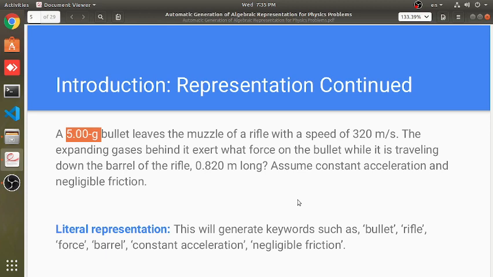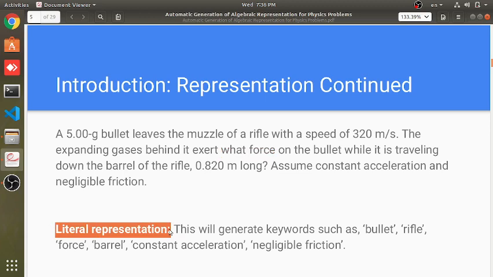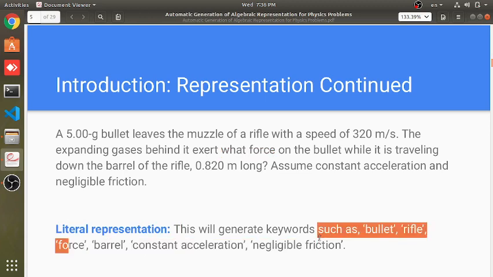In this word problem you can see different parameters or variables. Some variables are known, so the values are present for them, and some are unknown, which have to be determined finally as a result of solving this word problem. The literal representation for this problem will give us keywords, for example bullet, rifle, force, barrel, constant acceleration or negligible friction.